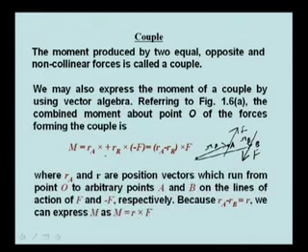So, M will be equal to R A cross F plus R B cross minus F, that is it will give (R A minus R B) cross F. If we indicate it by R, this is R A minus R B, where R A and R B are position vectors which run from point O to arbitrary points A and B on the line of action of the forces. Now, in this case R A minus R B is equal to R, therefore, we can express M as M is equal to R cross F.